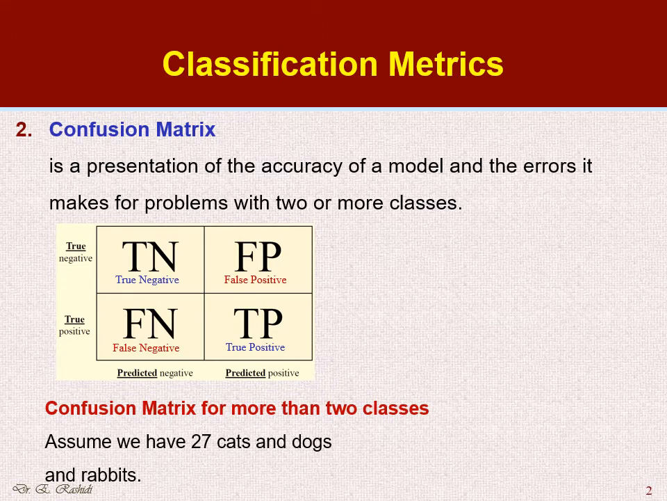We can actually build a confusion matrix for more than two classes. So in the confusion matrix above, we only have two classes. We have positive and negative. But we can develop a confusion matrix for more than two classes. Suppose that we have 27 cats and dogs and rabbits. So we have 27 animals. Some of them are cats, some of them are dogs, and some of them are rabbits. Based on this, we want to make a prediction here. So we have three classes, cats, dogs, and rabbits. A confusion matrix for this would look like this.